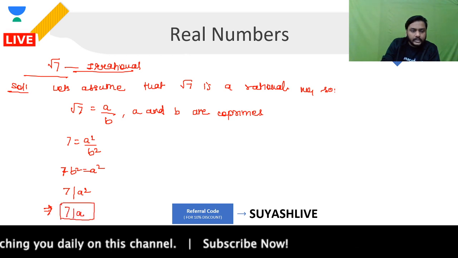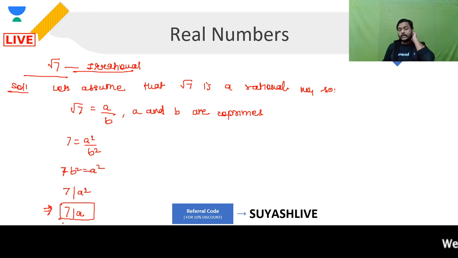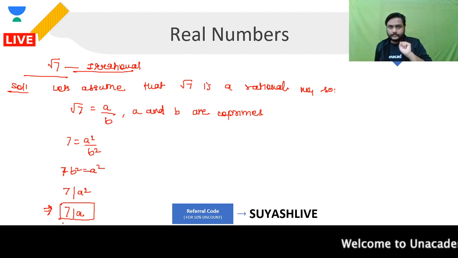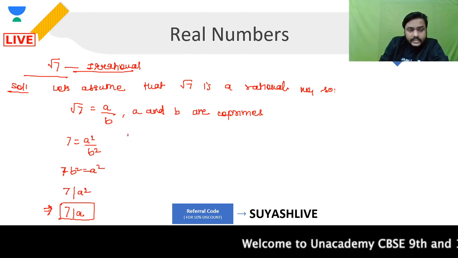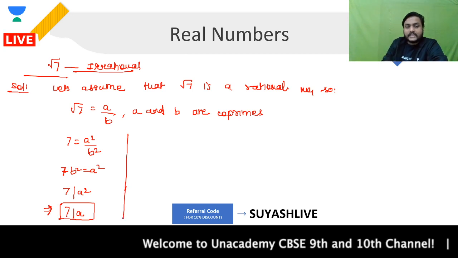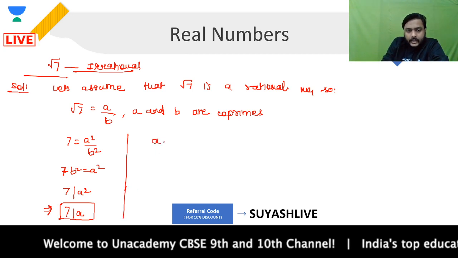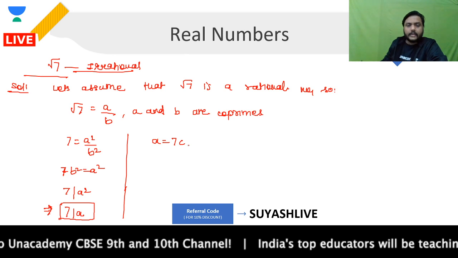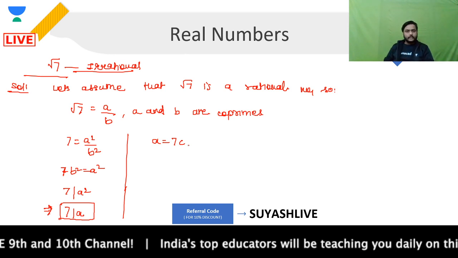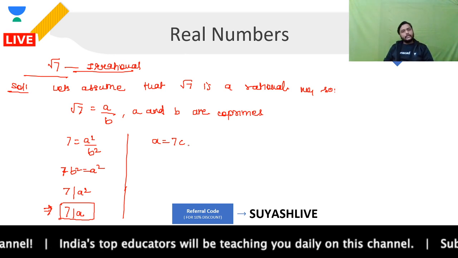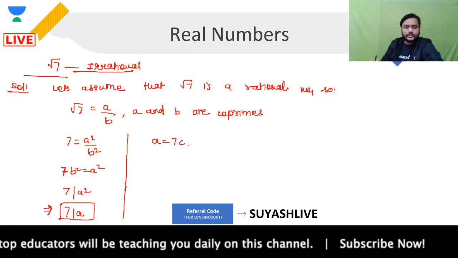Are you clear with this, guys? Because 7 divides a square, so 7 divides a as well. And now when 7 divides a, I can say that a will be the multiple of 7. A is equal to 7c, where c is any rational number.